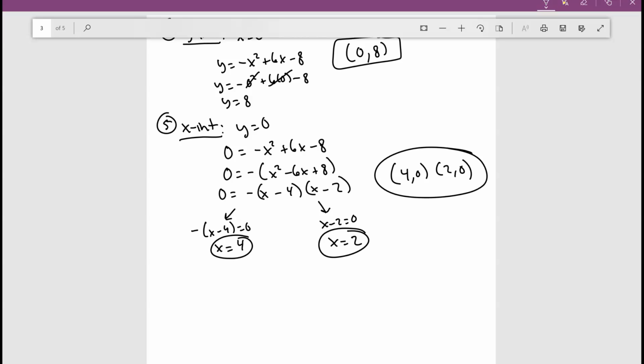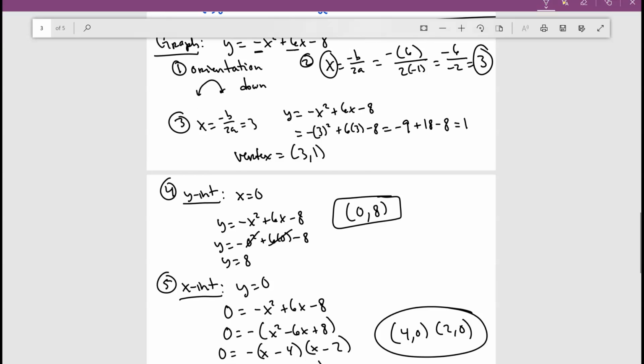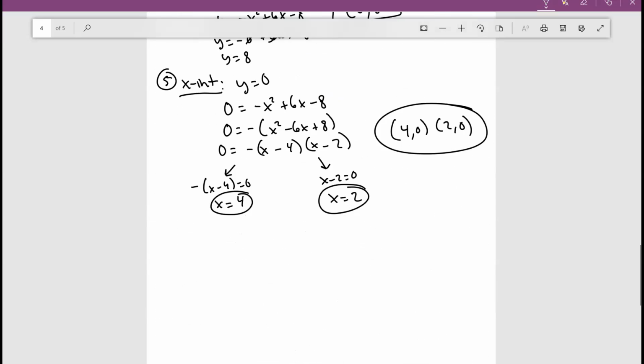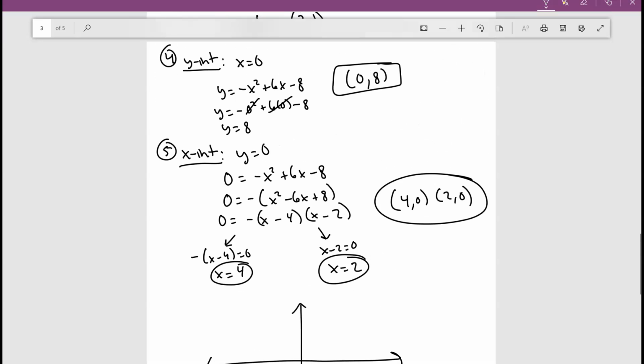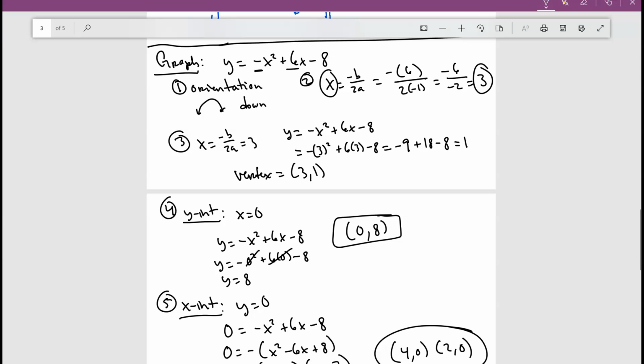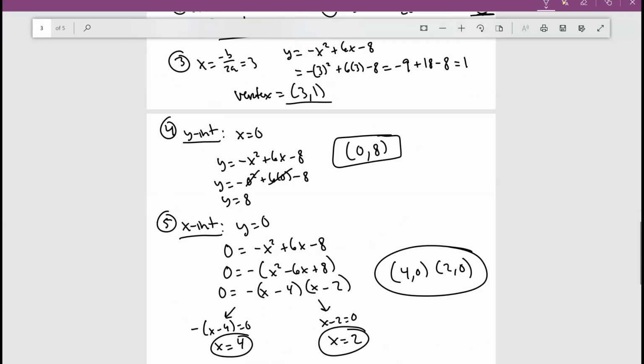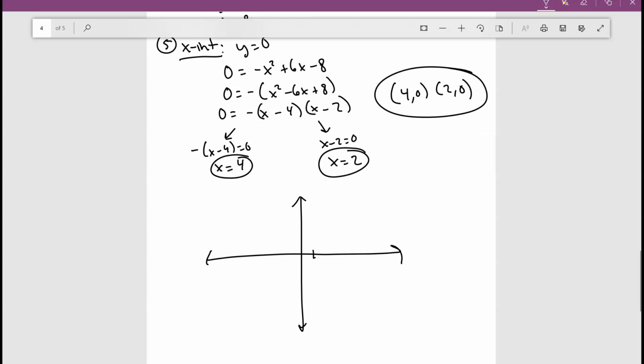All right. So now I'm ready to graph after all of that information. So let's start by graphing it. So here is going to be my parabola. The first thing that I know is that it's going to be opening down. Axis of symmetry is at 3. My vertex is at 3, 1. So let's plot that. So here's going to be 3, and here's going to be 1.